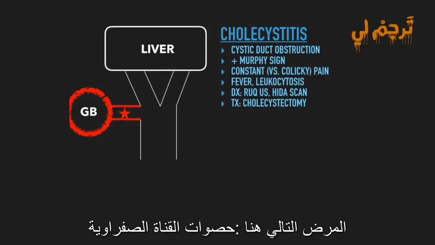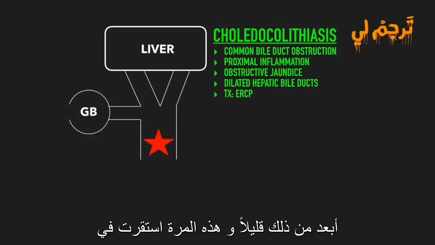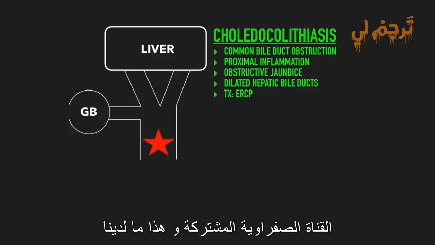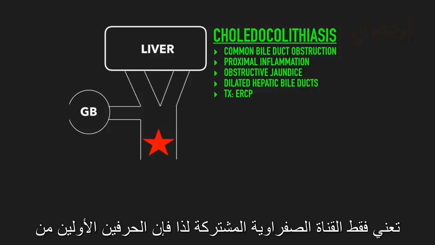Now, let's go on to the next pathology here, choledocholithiasis. So let's say that the stone that was in cholecystitis went a little bit further, and this time got lodged in the common bile duct. That's what we have here. So choledocho just means common bile duct.